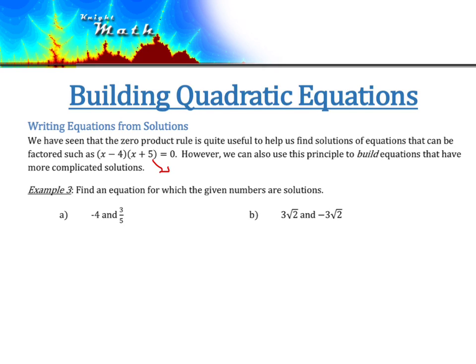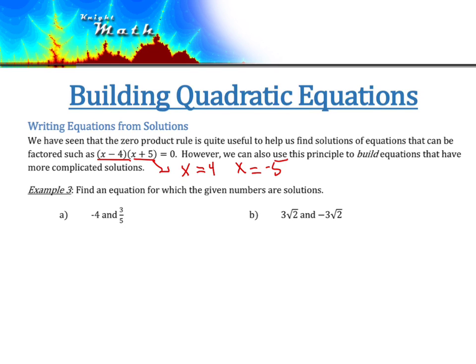Think about that. I think we're looking at x equals 4 because 4 makes that first part 0, and x equals negative 5 because it makes the second factor 0. So that has two solutions. Well, that's a real useful tool. This went from the factored form to the answers, or the solutions. Well, what if we take the solutions? Could we use that to build an equation? I think we can. Let's try that out.